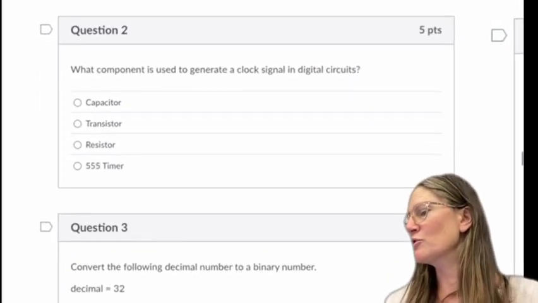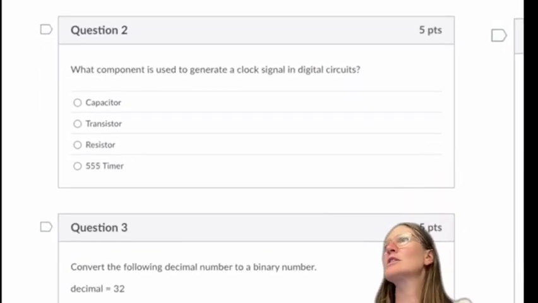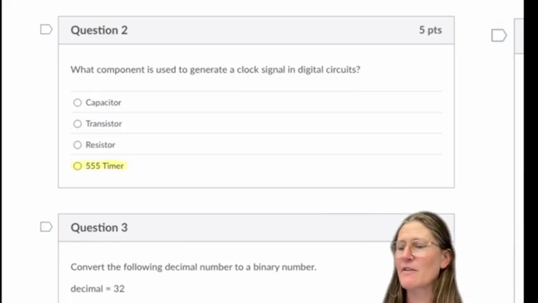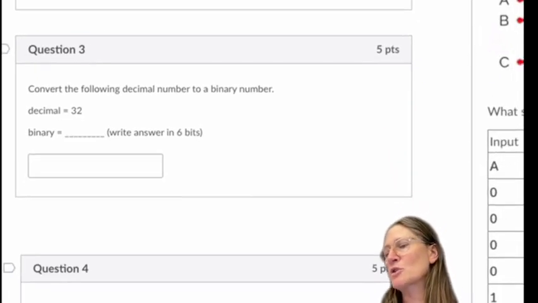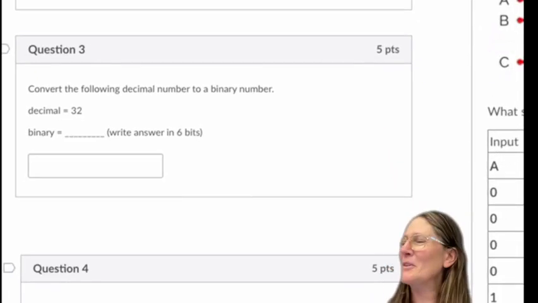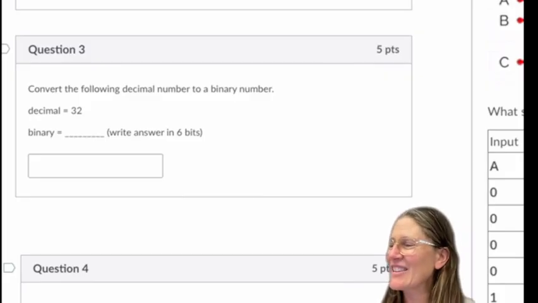What component is used to generate a clock signal? Correct, the 555 timer. Convert the following decimal number to a binary number. This is an easier one.